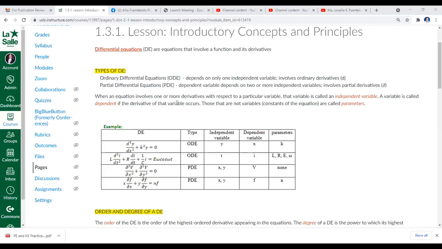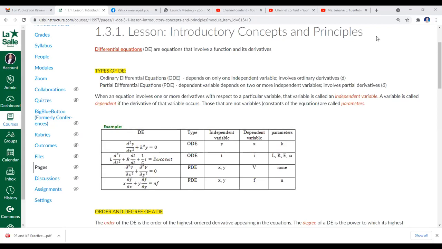Now, when an equation involves one or more derivatives with respect to a particular variable, that variable is called the independent variable, the variable that appears in the denominator of your derivative. A variable is called dependent, or in other texts, it's referred to as the unknown function, if the derivative of that particular variable occurs. Meaning, it's the variable that appears in the numerator of your derivative. So those that are not variables, meaning letters that do not appear in your derivative, but could be seen in any of the terms in your differential equations, those are what we call parameters or constants. They are not to be viewed as variables. The variables are only those that appear in the derivative or in the partial derivative.